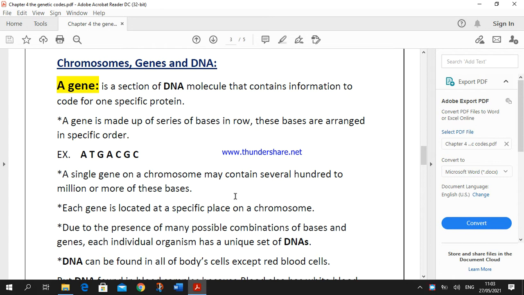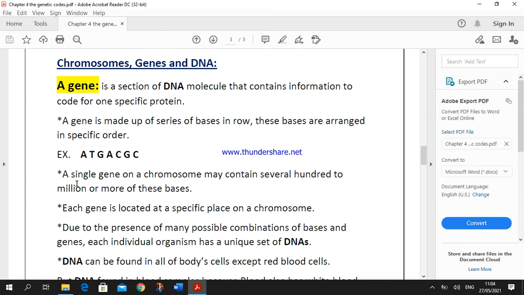A gene is made up of a series of nitrogen bases that lie in a row. These bases are arranged in a specific order, like the example in front of you: adenine, thymine, guanine, adenine, cytosine, guanine, cytosine. This arrangement of nitrogen bases forms a specific gene, which helps produce a certain enzyme that activates a chemical reaction to produce a specific type of protein, where the protein can show a specific trait.